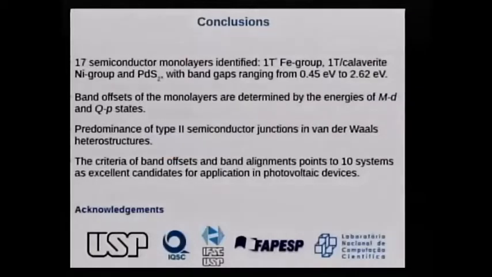So to conclude, we have identified 17 semiconductor monolayers among the materials we have studied, from the 1T prime iron group TMDs, and from the 1T calaverite nickel group and the palladium disulfide structure, with band gaps that go from 0.45 eV to 2.62 eV. The band offsets in these monolayers are determined primarily by the energies of the transition metal d energy levels and the p states of the chalcogen. There is an abundance of type 2 semiconductor heterojunctions in these van der Waals heterostructures, and based solely on the criteria of the band alignments and band gaps, this family of materials can be classified as good candidates for application in photovoltaic devices. I'd like to thank the support for this work, and I thank the audience for the attention.